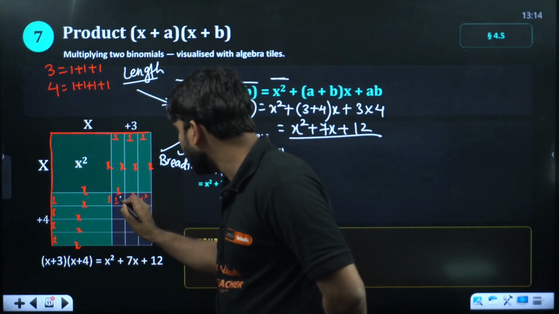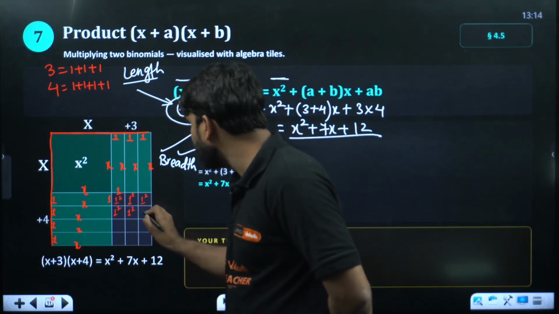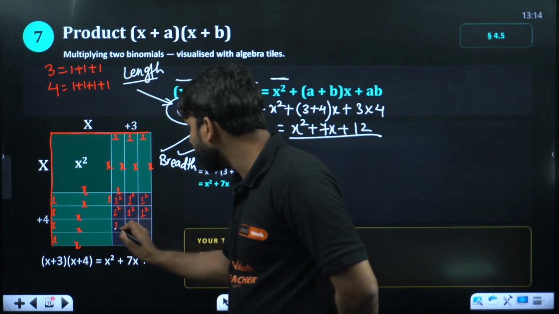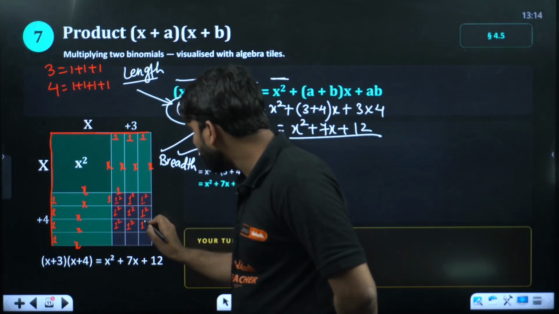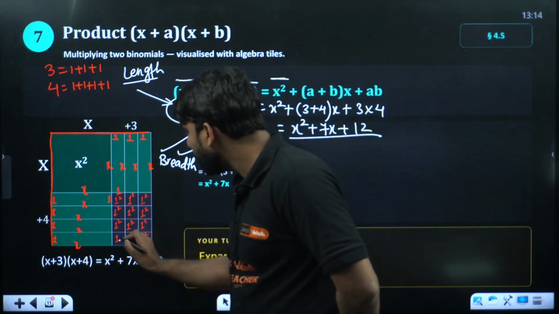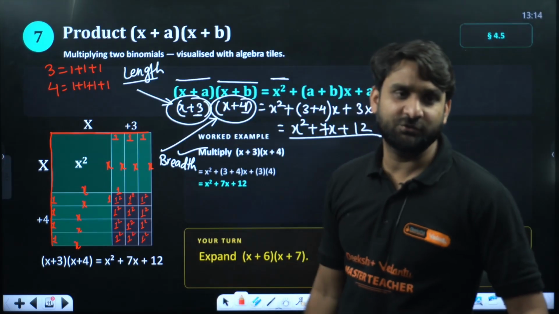This will be 1 square, and this, and this, each will be 1 square. We all know 1 square is equal to 1, but for your clarity, I'm writing there 1 square.